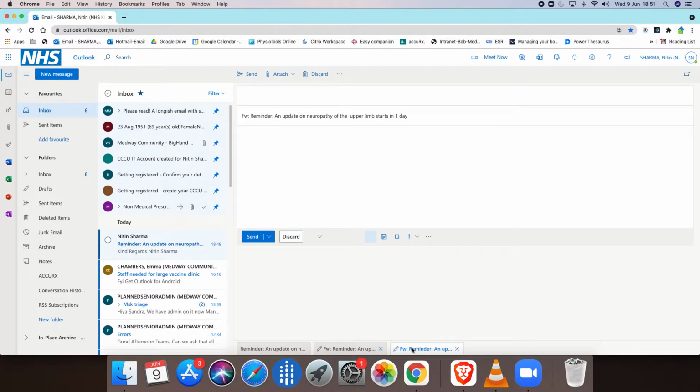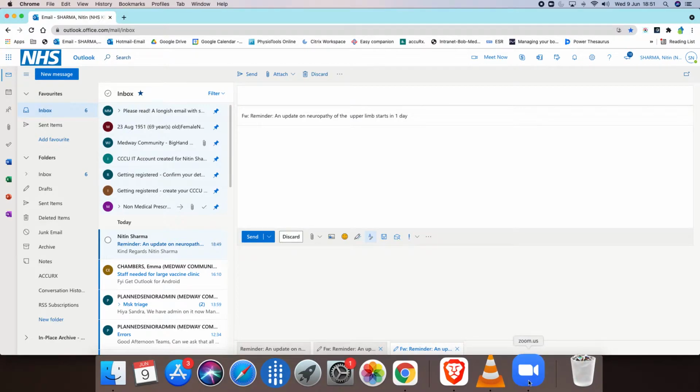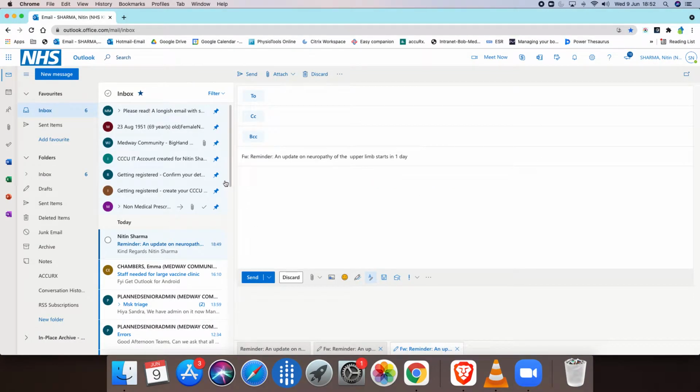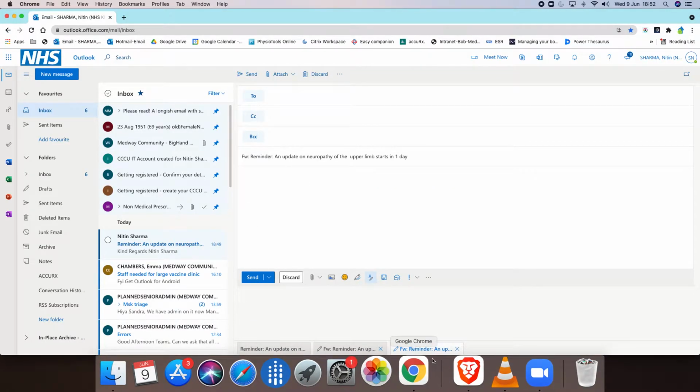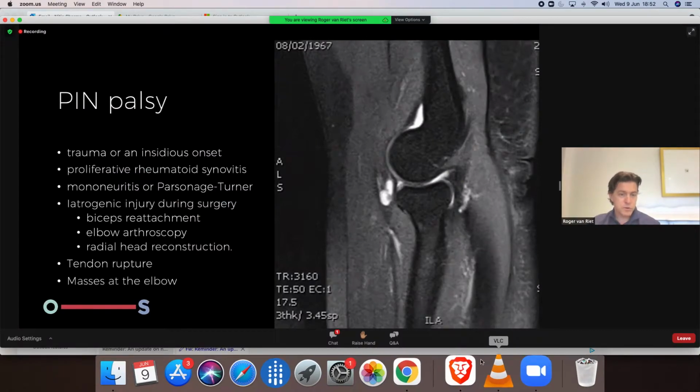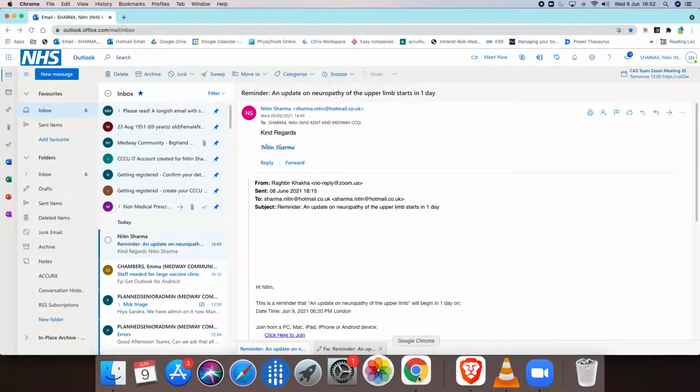Parsonage-Turner is always part of your differential diagnosis. If you have a patient with an iatrogenic injury from surgery, unfortunately, it is relatively common. Biceps reattachment definitely has been described, up to 1 or 2% after biceps reattachment. Elbow arthroscopy has been described. There's a case report of a surgeon doing a tennis elbow release arthroscopy.